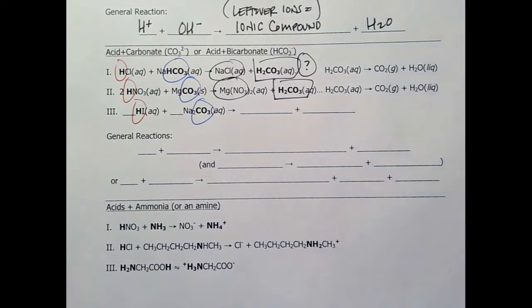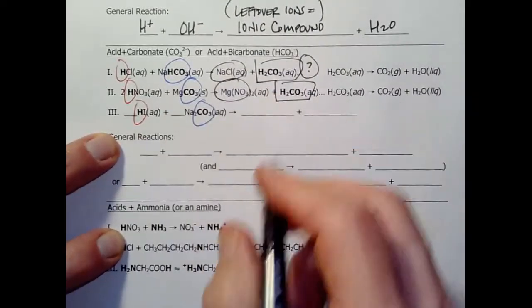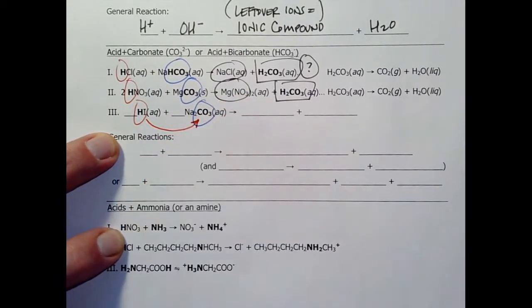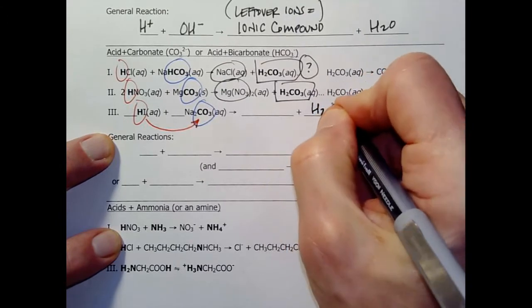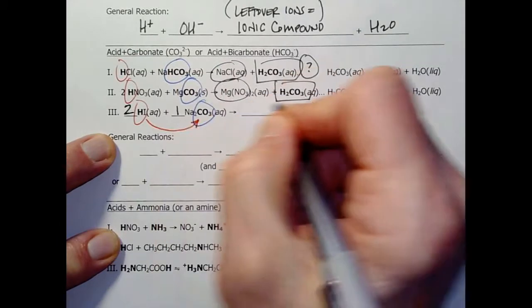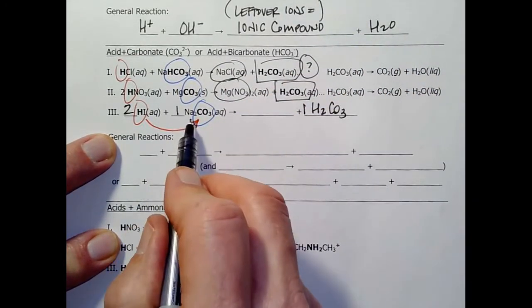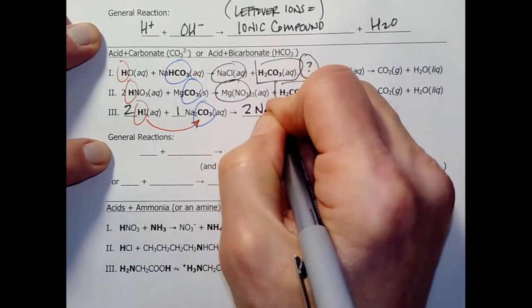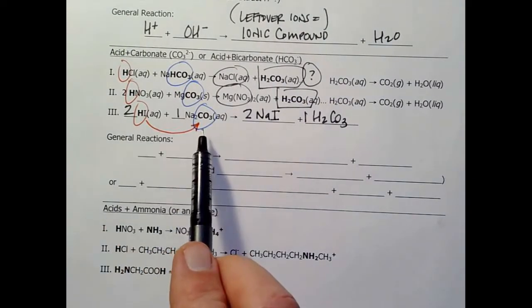Well, so what have we got here? Let's do this one. What I've got is H plus going to the carbonate. Well, carbonate's 2 minus, so I need H2CO3. 2, 1, 1. What are the leftover ions? Well, there's sodium and there's iodide, 2 NaI. So H, carbonate, I get this.